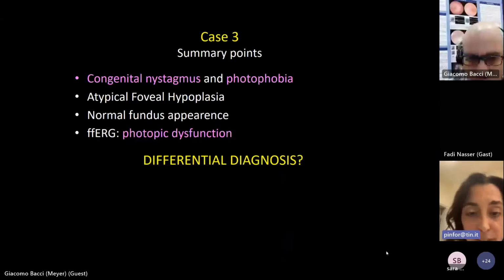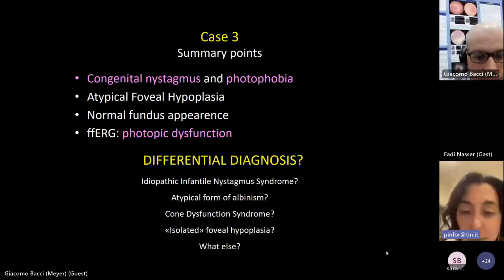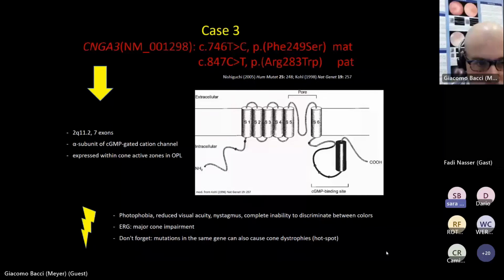What's the differential diagnosis? Idiopathic infantile nystagmus syndrome, or atypical albinism, or cone dysfunction syndrome, isolated foveal hypoplasia, or what else? Explain to us, please, Dr. Bargiacchi. So in this boy, two mutations in CNGA3 were found. These are both reported mutations in the literature, one from the mother, one from the father, and this allowed us to confirm the diagnosis of achromatopsia.